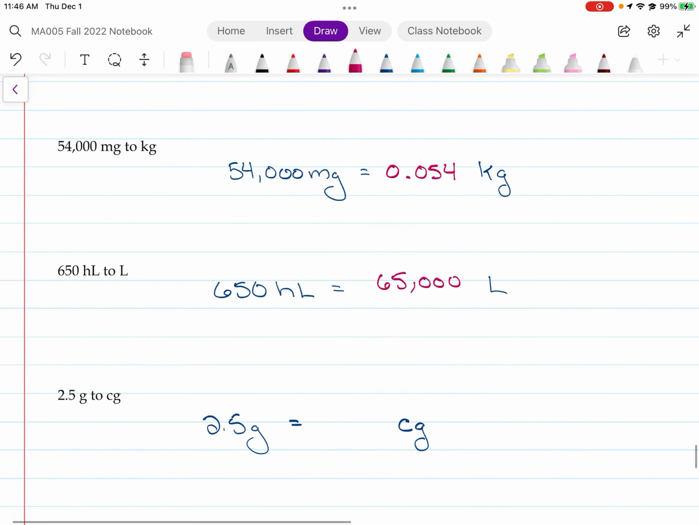And this last one, try that. Okay, so you're going to start at grams. You're going to go to centigrams. Centigrams is 2 to the right. So moving 2 to the right, you should get 250.